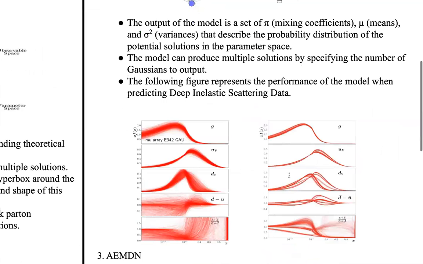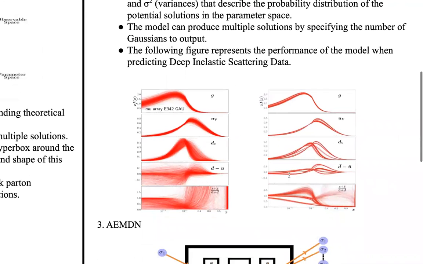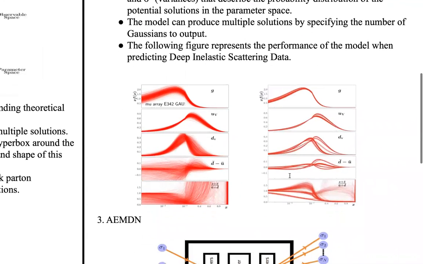The following figure represents the performance of this model when predicting deep inelastic scattering data. On the left, you see our predictions made by the mixture density network, and on the right, you see the theoretical predictions made using regression models at Jefferson Lab theory. We see that while they don't correspond one-to-one to each other, we still have the advantage of the multiple solutions, and we follow the distributions as they should be predicted. That makes our MDN a successful and valid model for the multiple solutions.